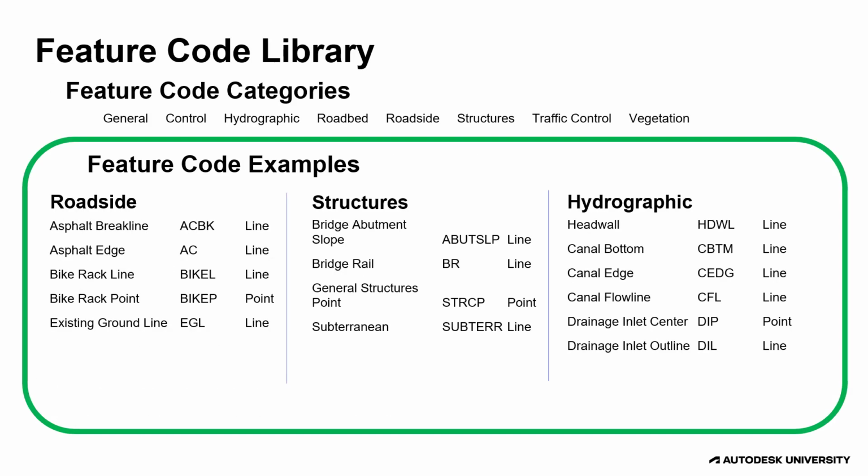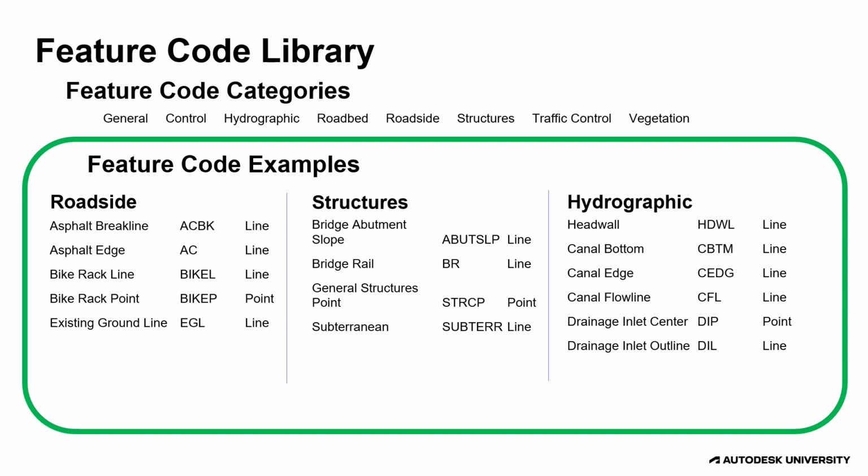So an example of a feature code library that we can use within this process is that we can have some feature code categories that split up what we're going to collect in the field into different categories. For instance, if I have a canal, I'd want to use the hydrographic feature code category to help me filter those and put them in one bucket of data. And then I can have another one for traffic control devices that I want to collect within the field.